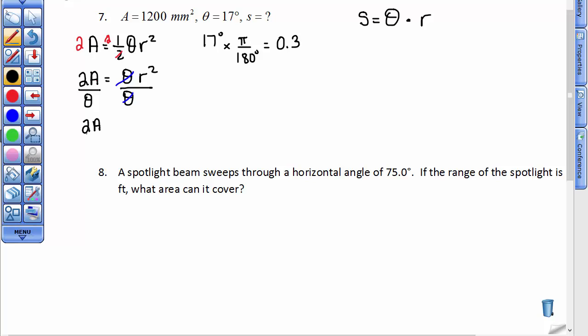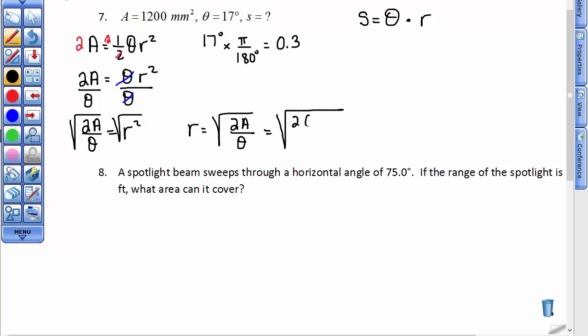That gives me 2A divided by theta equals the radius squared. Well, I want to know what the radius is, so now I have to take the square root of both sides in order to get the radius. So the radius is going to be found by taking the square root of twice the area divided by theta. And so I'm going to go ahead and calculate that now.